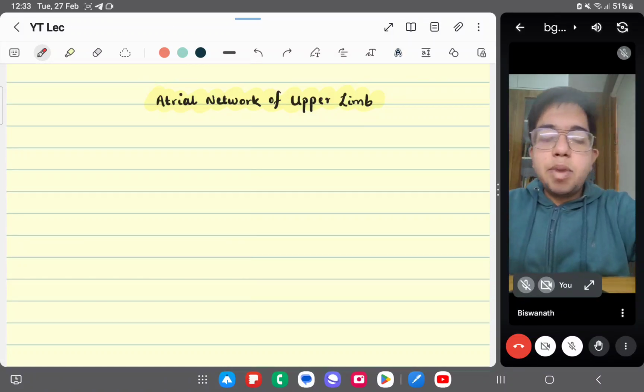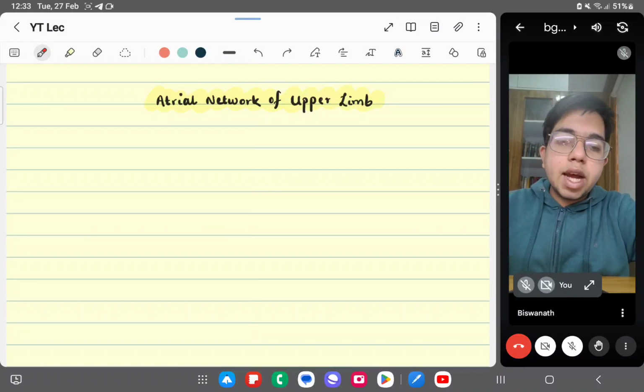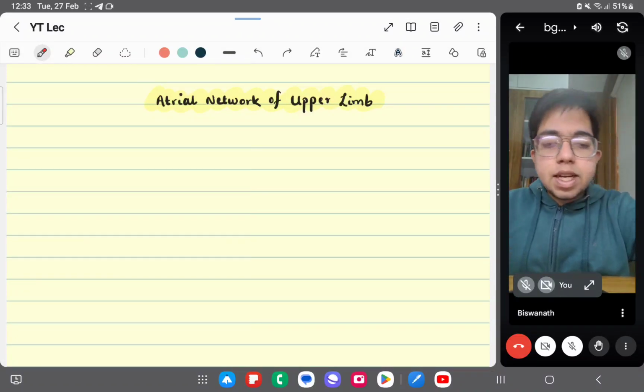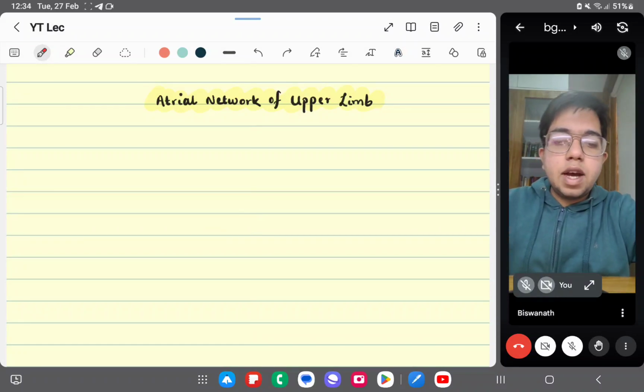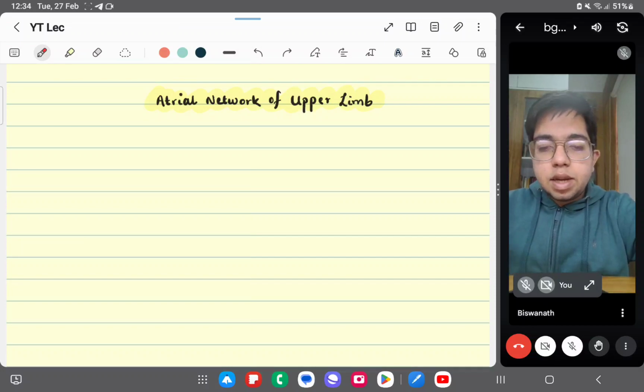So once you complete this lecture, you need not worry about any artery that will be asked in your exam. Basically, it is an integrated approach. What we usually do is we read region-wise, that is, we read the hand, then discuss the arteries of the hand like that. But it's not that way. This lecture is a bit different.